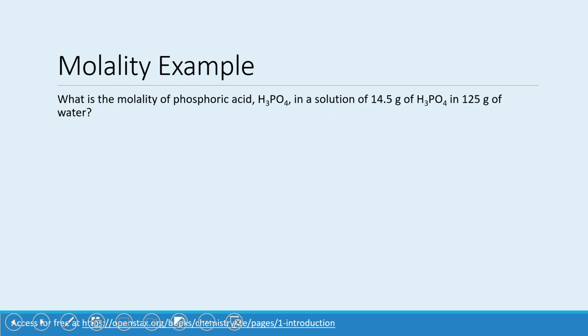So let's go through some practice examples with the unit concentrations. We are going to start by determining what is the molality of phosphoric acid in a solution of 14.5 grams of phosphoric acid in 125 grams of water. So remember that in general, molality is going to be the moles of the solute, and so when they say the molality of phosphoric acid, that tells you that that is your solute. So it's the moles of H3PO4.